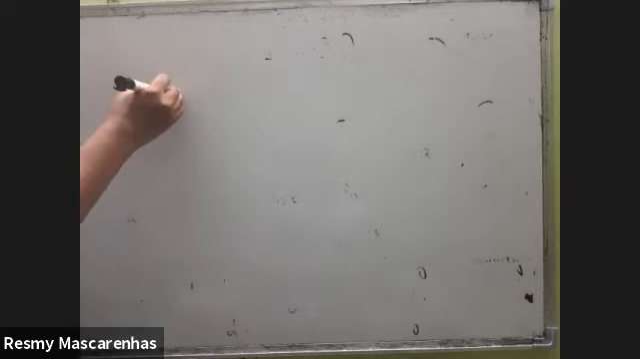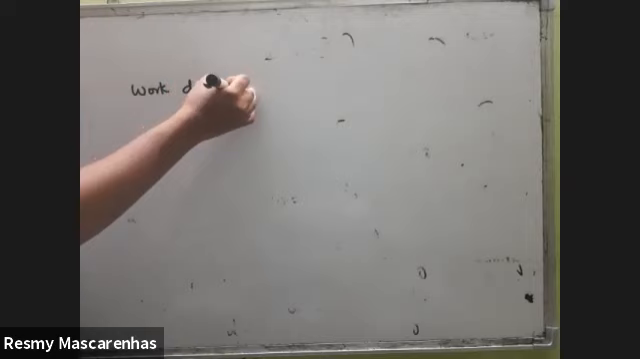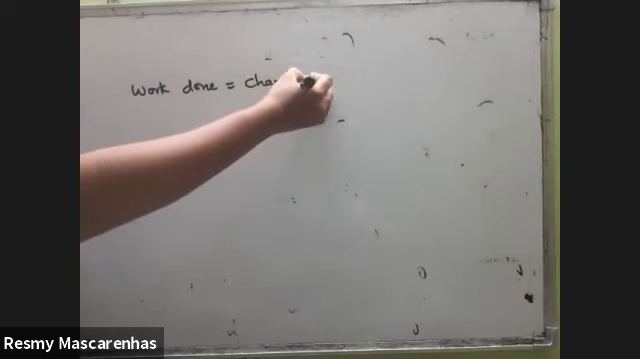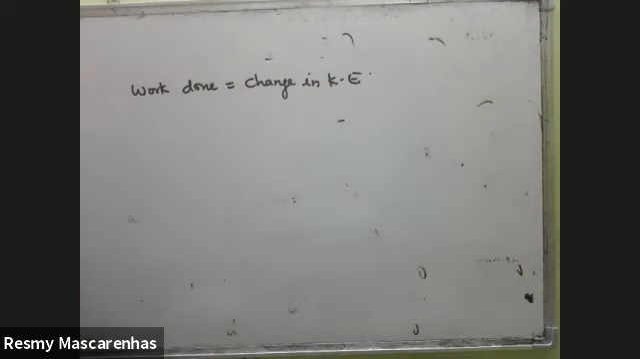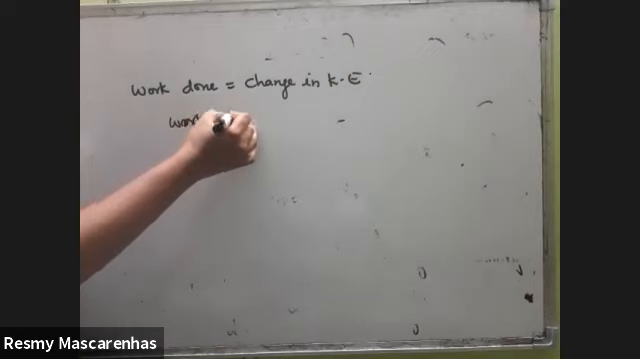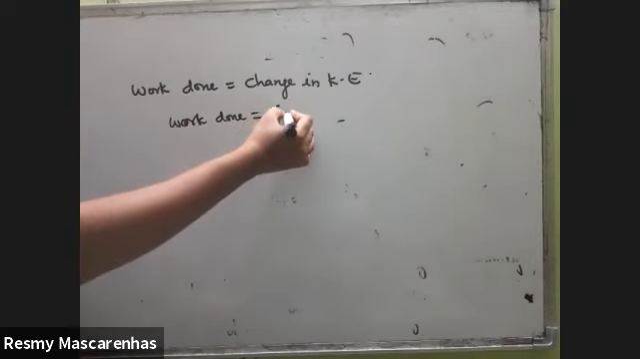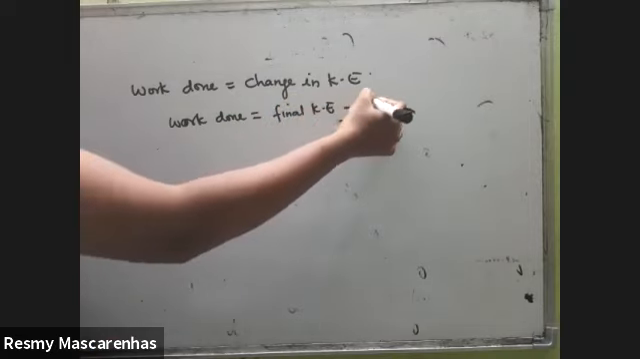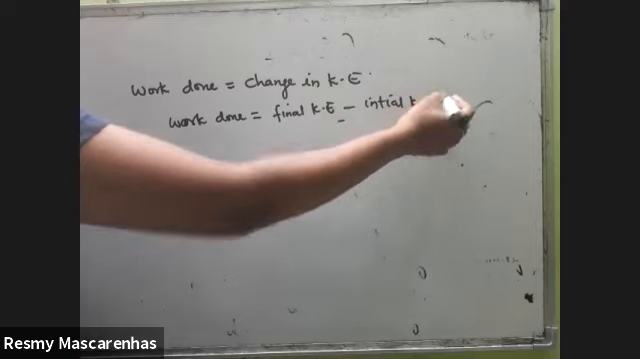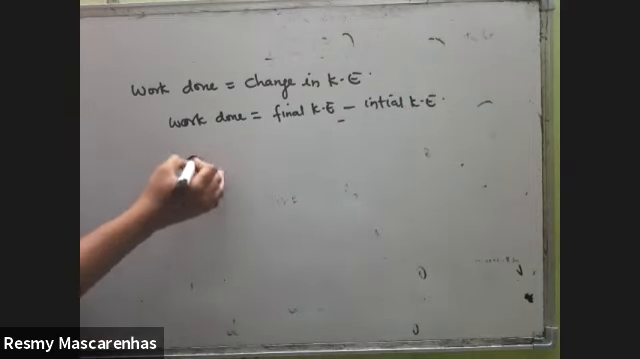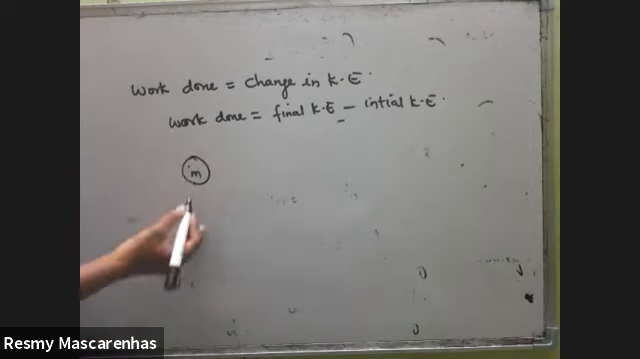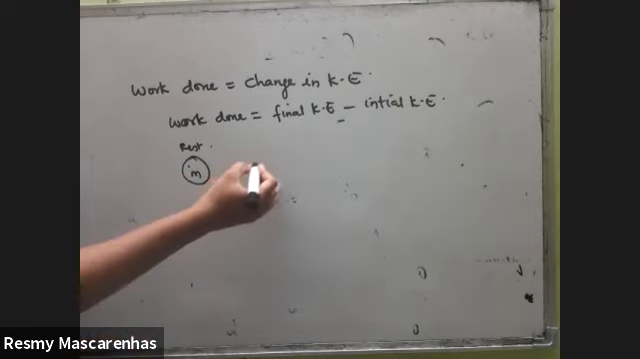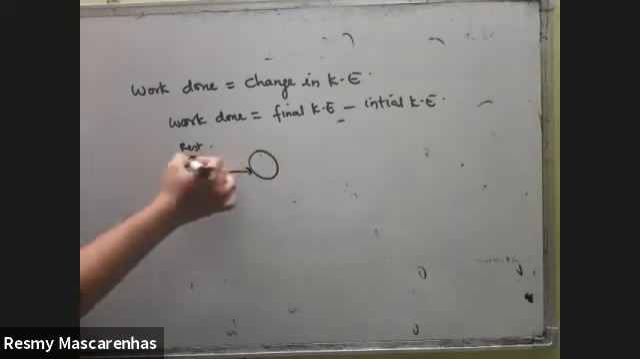Basically, before proving, we can also say that work done is nothing but change in kinetic energy. Work done would be final kinetic energy minus initial kinetic energy. What it means is, suppose you have some body M at rest. Then I'll just apply some force on this.